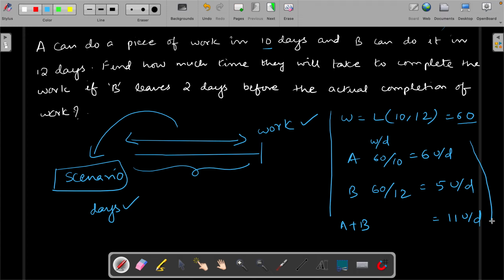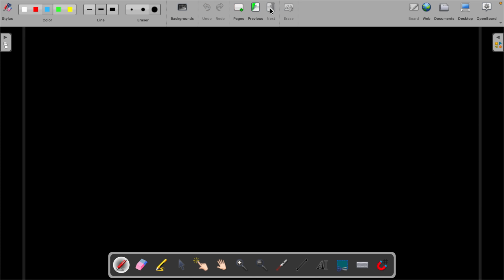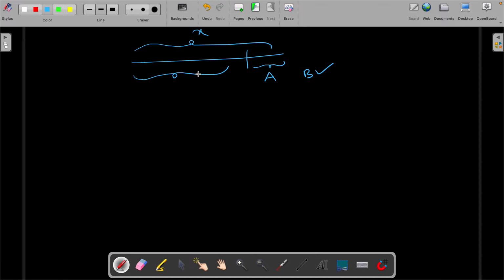Now what situation have they given? They have given that B left 2 days before the completion of work. That means for the last 2 days only A worked. Suppose this is the entire timeline that it took to complete the work. Let us consider this as X. For the last 2 days only A worked because B left, and for the remaining days both A and B worked.